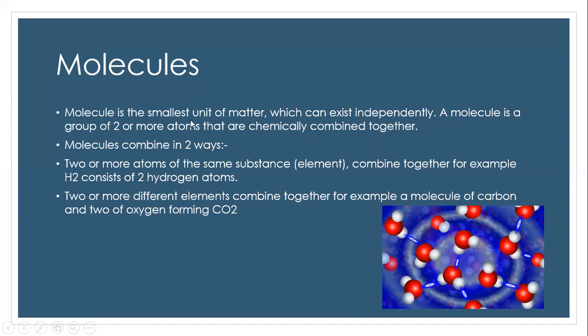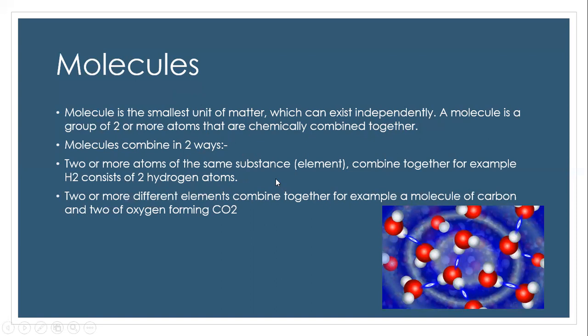Molecules combine in two ways. Two types of molecules, as I can say. Two or more atoms of the same substance or element combine together to form, for example, H2, which consists of two hydrogen atoms.